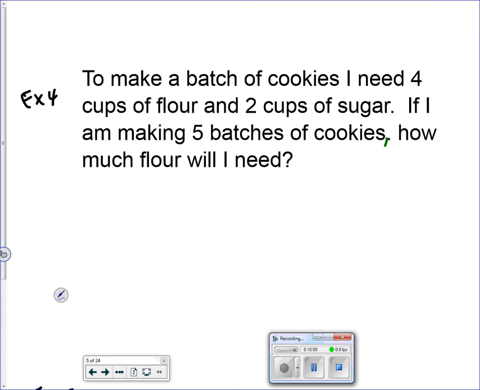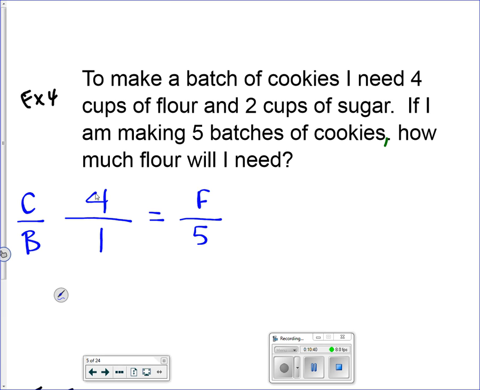All right, how about something like this? It says for a batch of cookies, it takes 4 cups of flour and 2 cups of sugar. If I'm making 5 batches of cookies, how much flour do I need? For each batch, it's 4 cups of flour, right? So I'm just going to write a ratio, the number of cups to the number of batches, right? So now I'm going to put an equal sign and build my other side's equation. I'm looking for the cups of flour now, and how many I would use for a batch of 5. So I cross multiply and I find the amount of flour I need for a batch of 5 is 20 cups of flour.